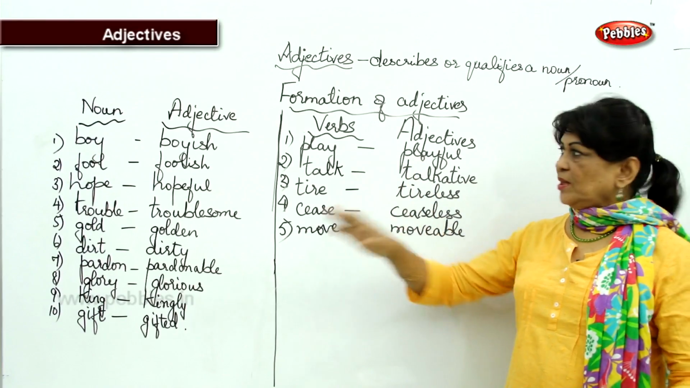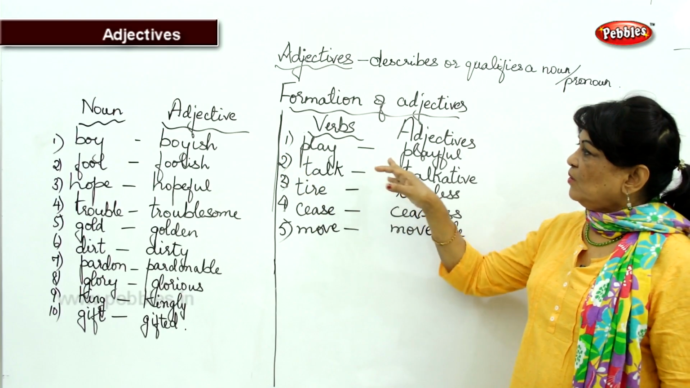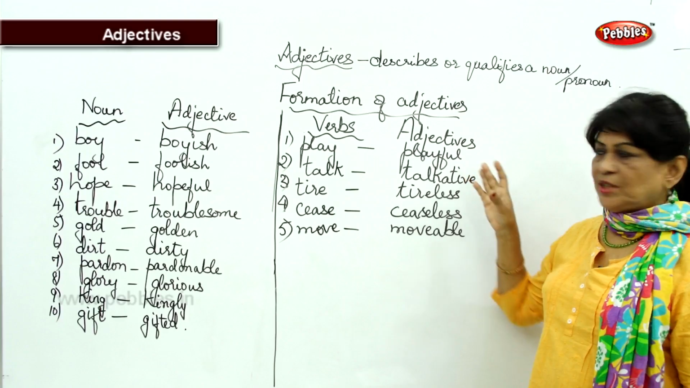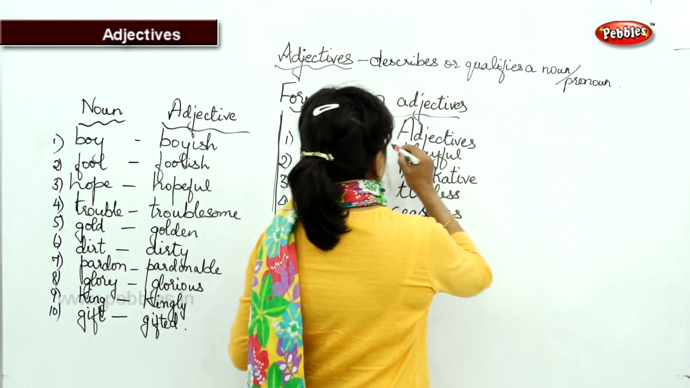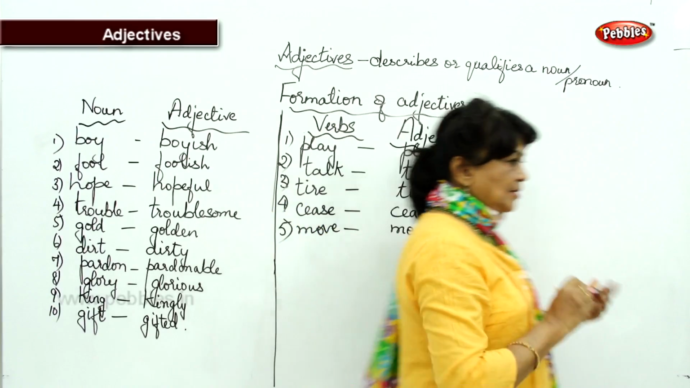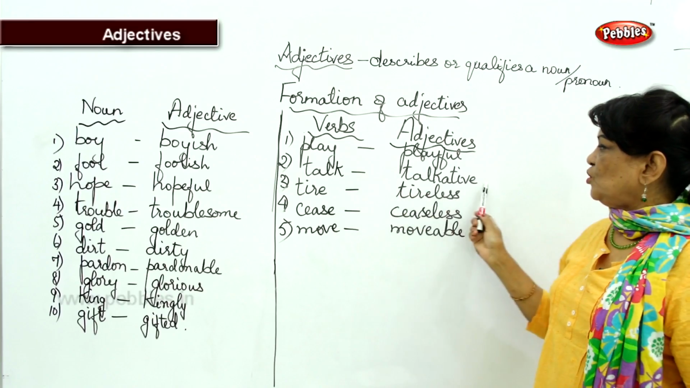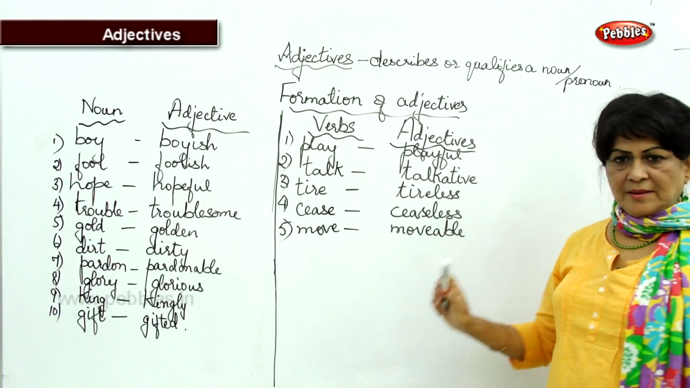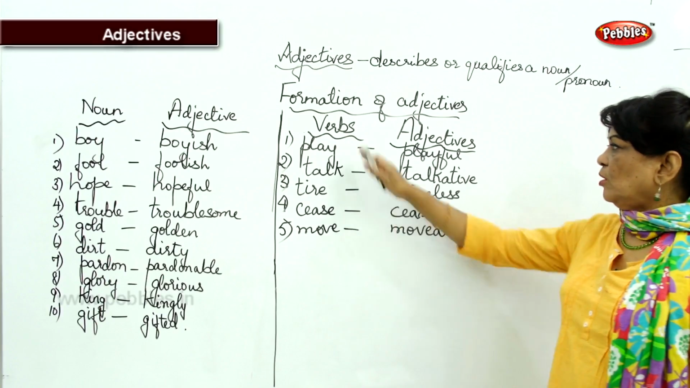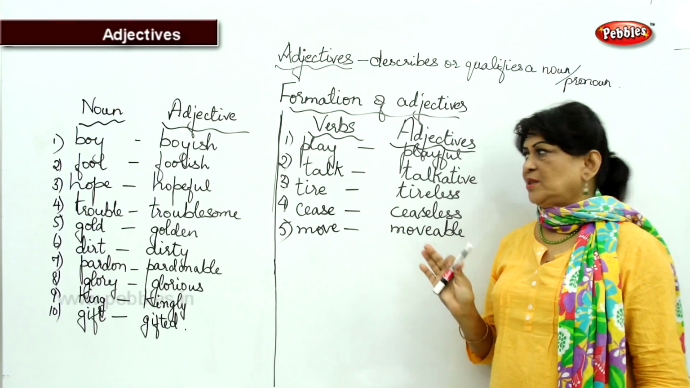Okay. Now, we saw how nouns are formed into adjectives. Here, verbs can be changed into adjectives. Now, I am going to give you the usage of these words. First, play, playful, talk, talkative, tire, tireless, seize, ceaseless, move, movable. All these are verbs and I have converted these verbs into adjectives.